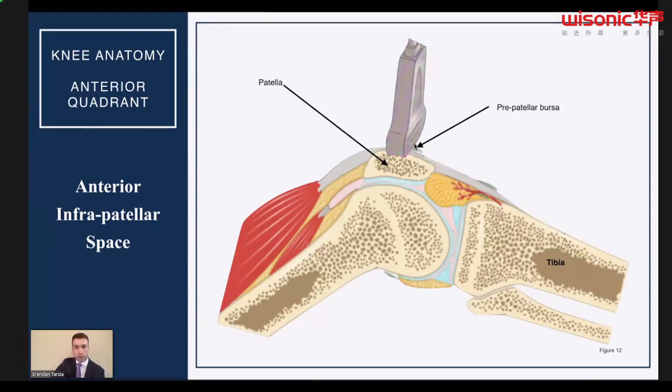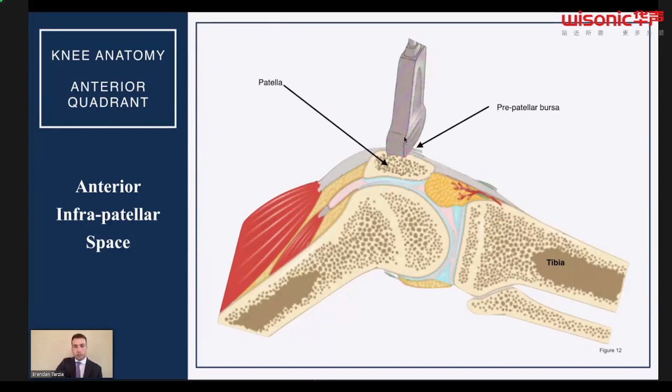So if you want to try to get a view of the prepatellar bursa, it's going to be difficult to get. If you do it, you want to put a lot of ultrasound gel right on top of the patella itself. You can still have some flexion of the knee, but you don't want too much flexion, and you just want to float the ultrasound right over the patella to see if you can see that prepatellar bursa.